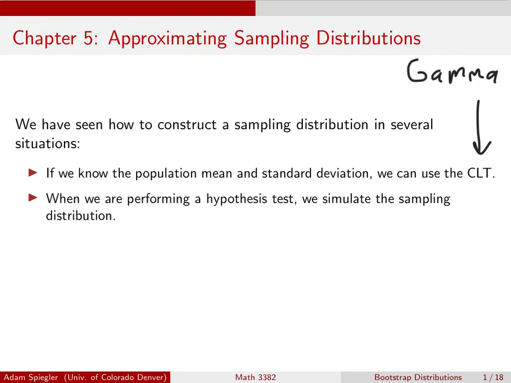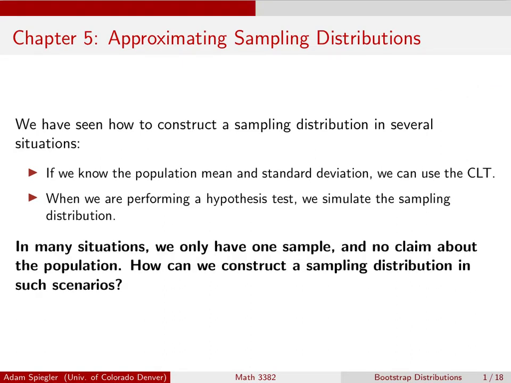So the question might be, well, what happens if I don't have any claim in mind about a population, but I want to come up with an estimate, like what is the mean delay time for United flights? So there's no claim about that value. I don't have access, so I don't know what the population mean and standard deviation are. So how can I create a sampling distribution and then answer some questions based on that sampling distribution? So that's going to be the goal of chapter 5, is to think about how from one sample we can generate an estimate for a sampling distribution.